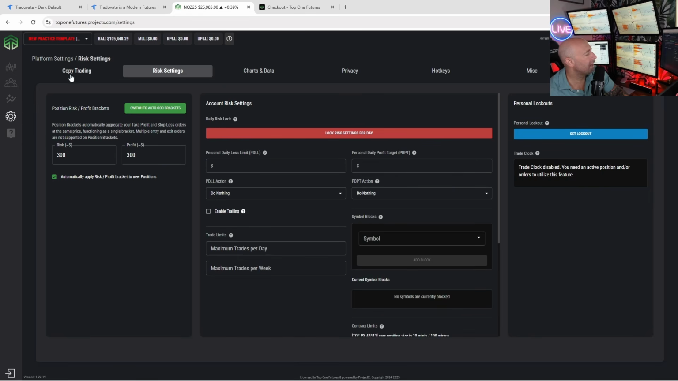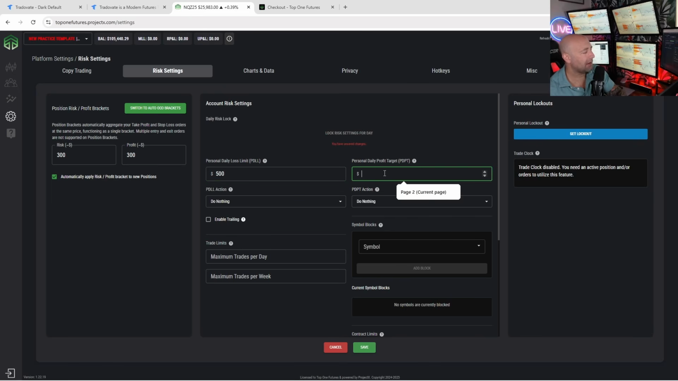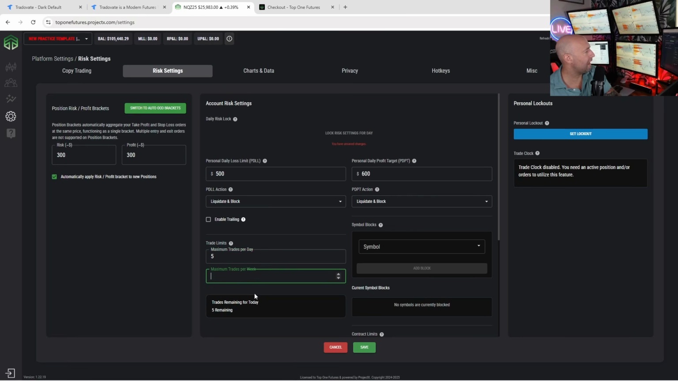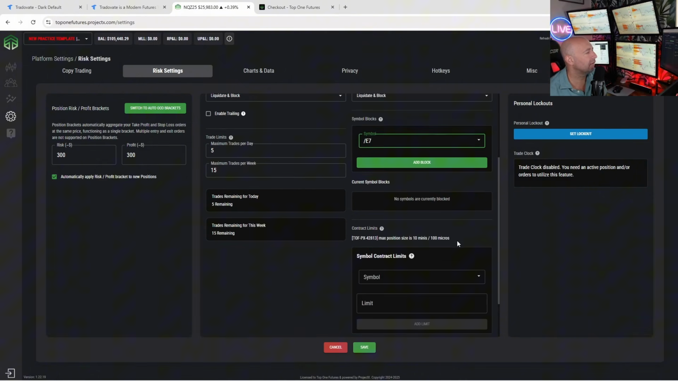All right, it has copy trading if you want to trade multiple accounts at once. Risk settings, you can lock yourself out so you can't trade anymore if you're struggling with discipline. You know, I don't want to lose more than $500 a day, lock me out. If I make $600, lock me out, right? Liquidate and block me so I can't trade anymore. I can only take 5 trades per day. I can only take 15 trades a week. I can only trade ES or the euro or whatever it is.